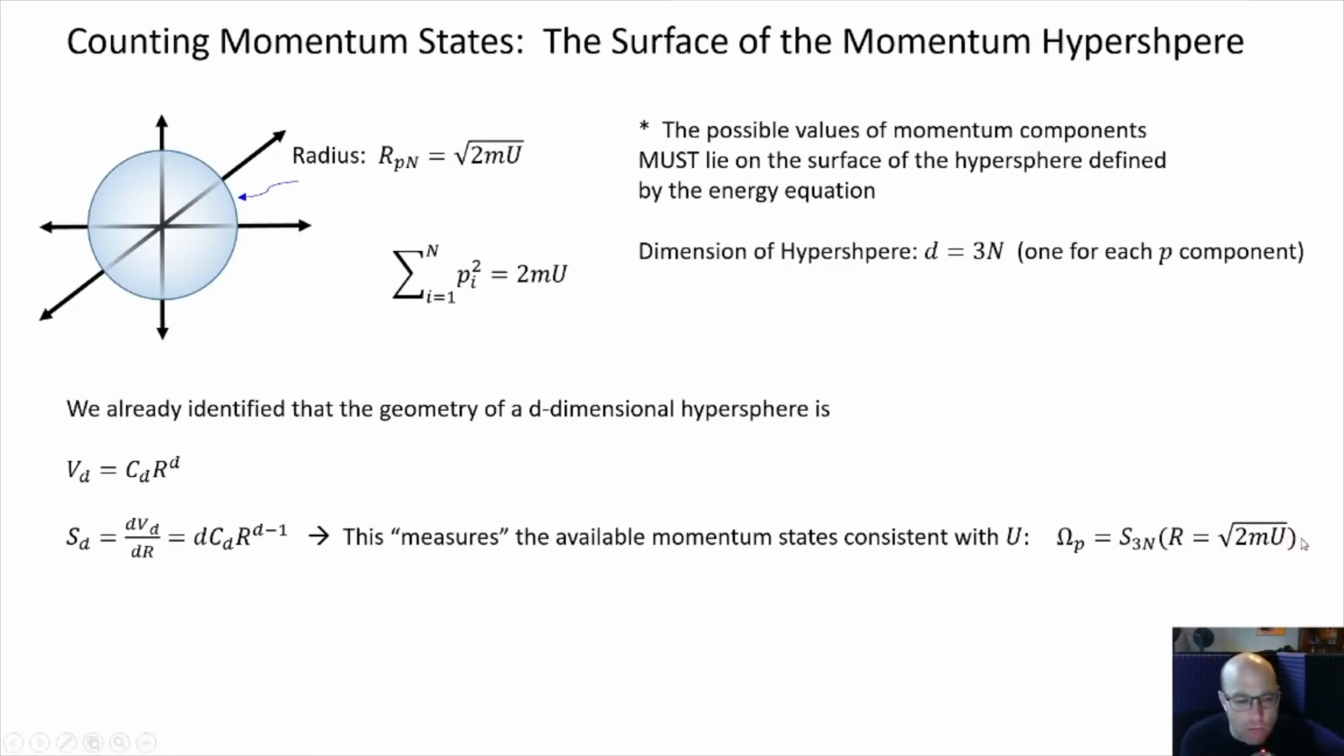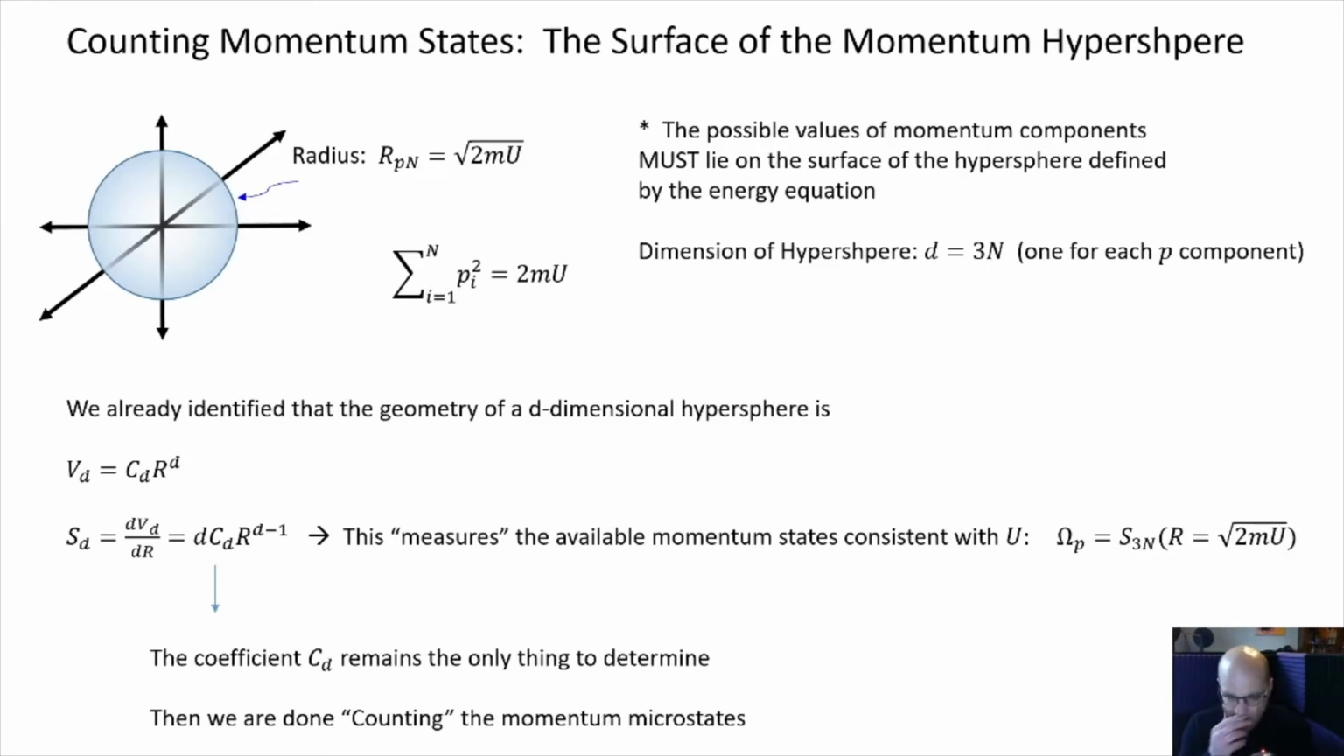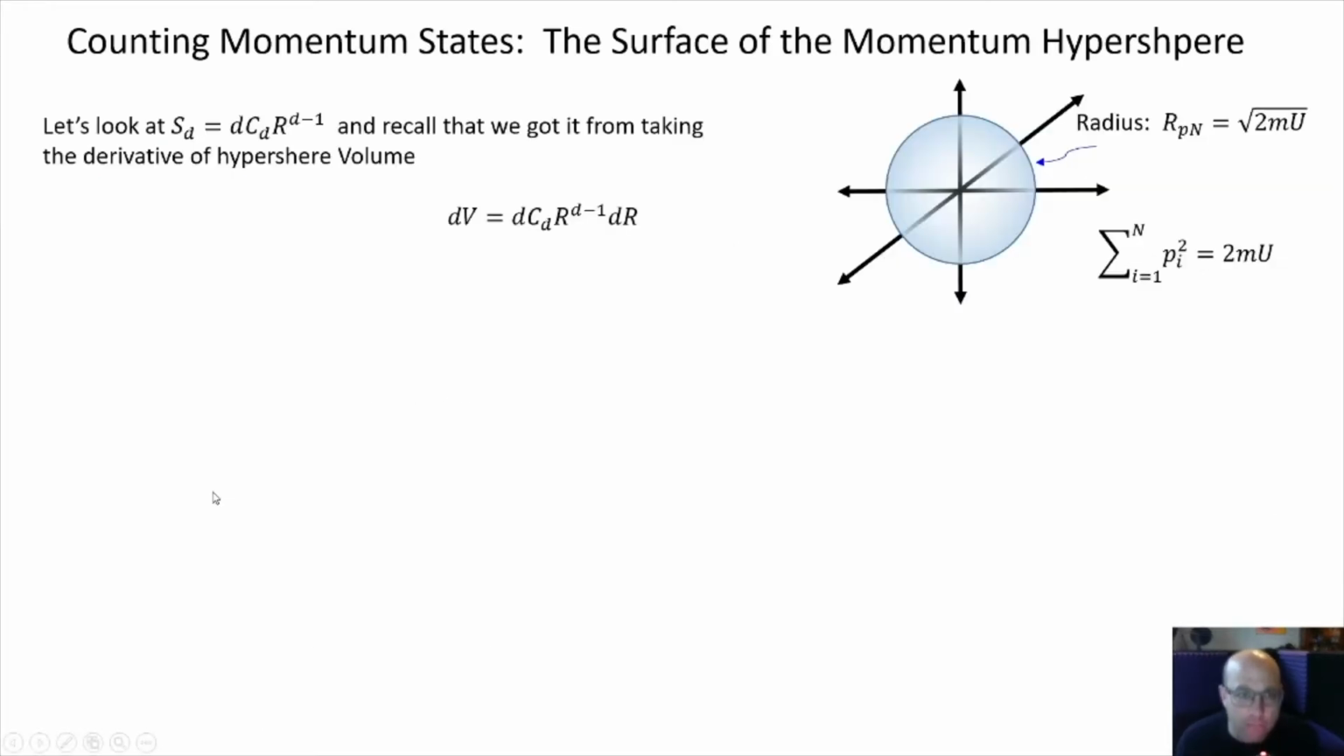Surface area measurement in high dimensional space is our analogy of counting in a discrete set. So the only thing we have to do in these slides is calculate the value of c sub d. That coefficient is the only thing that we don't know in this problem right now. We know the radius in terms of the energy. We know the dimension in terms of the number of particles. We just don't know the value of c sub d. So let's get it.